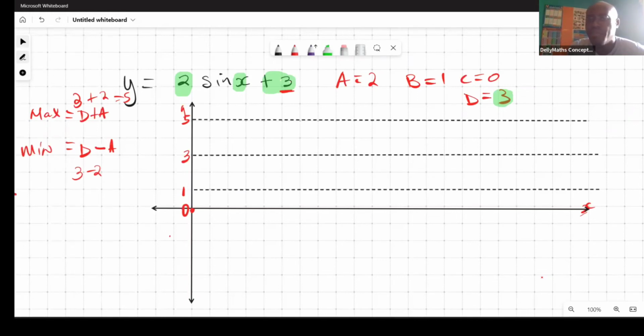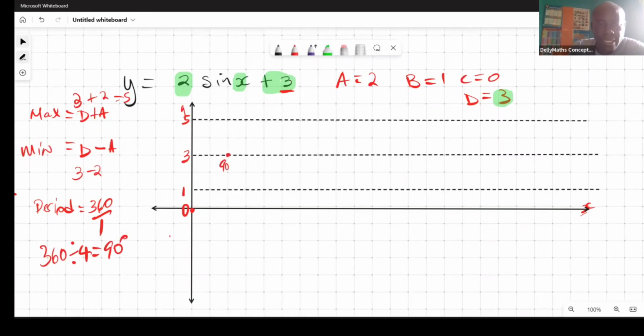We could say that since B is 1, my period is equal to 360 over 1, which is 360. So if I divide 360 into 4, I'll get 90 degrees for my spots. Those are my unique spots: 90, 180, 270, 360. So I'm going to finish here.